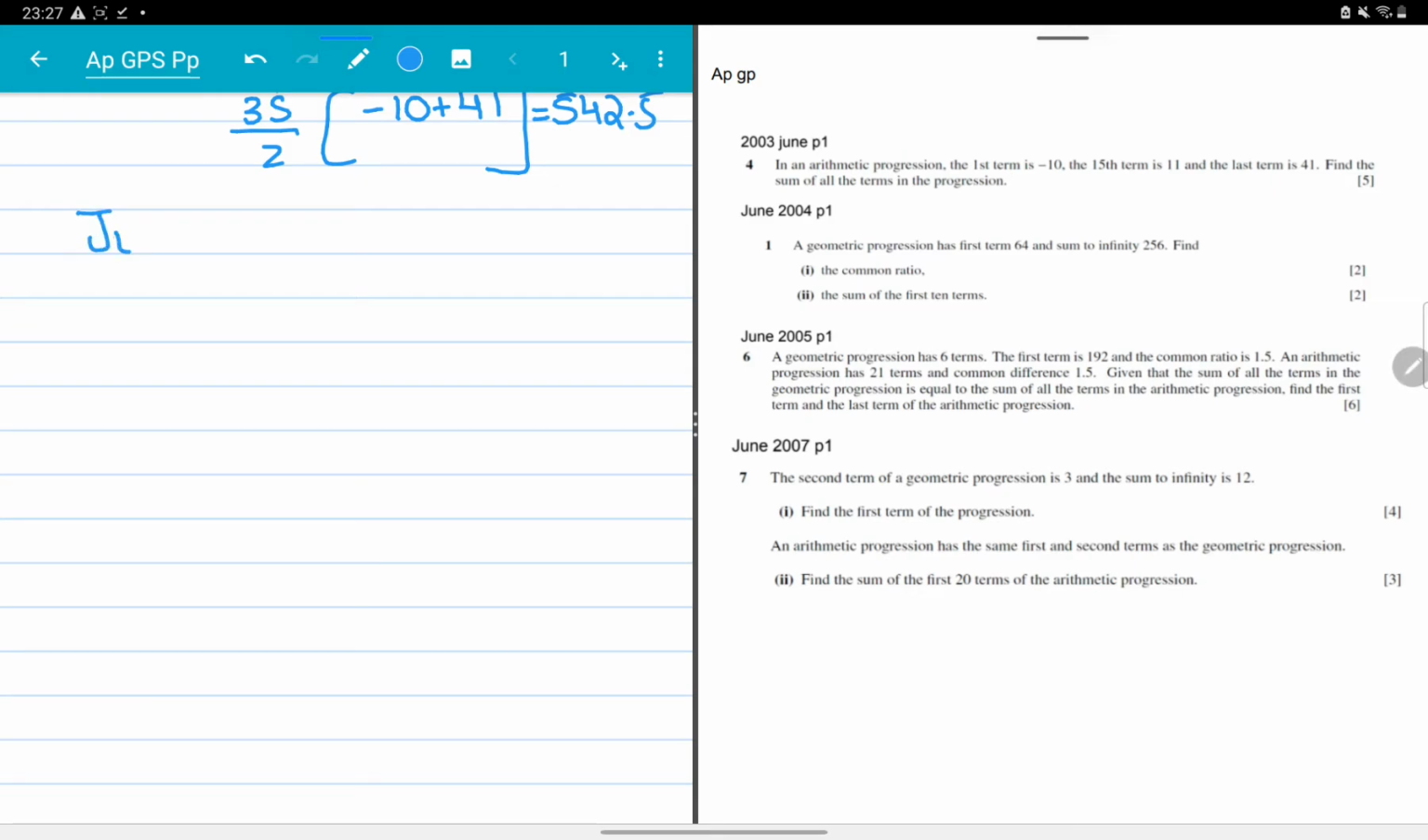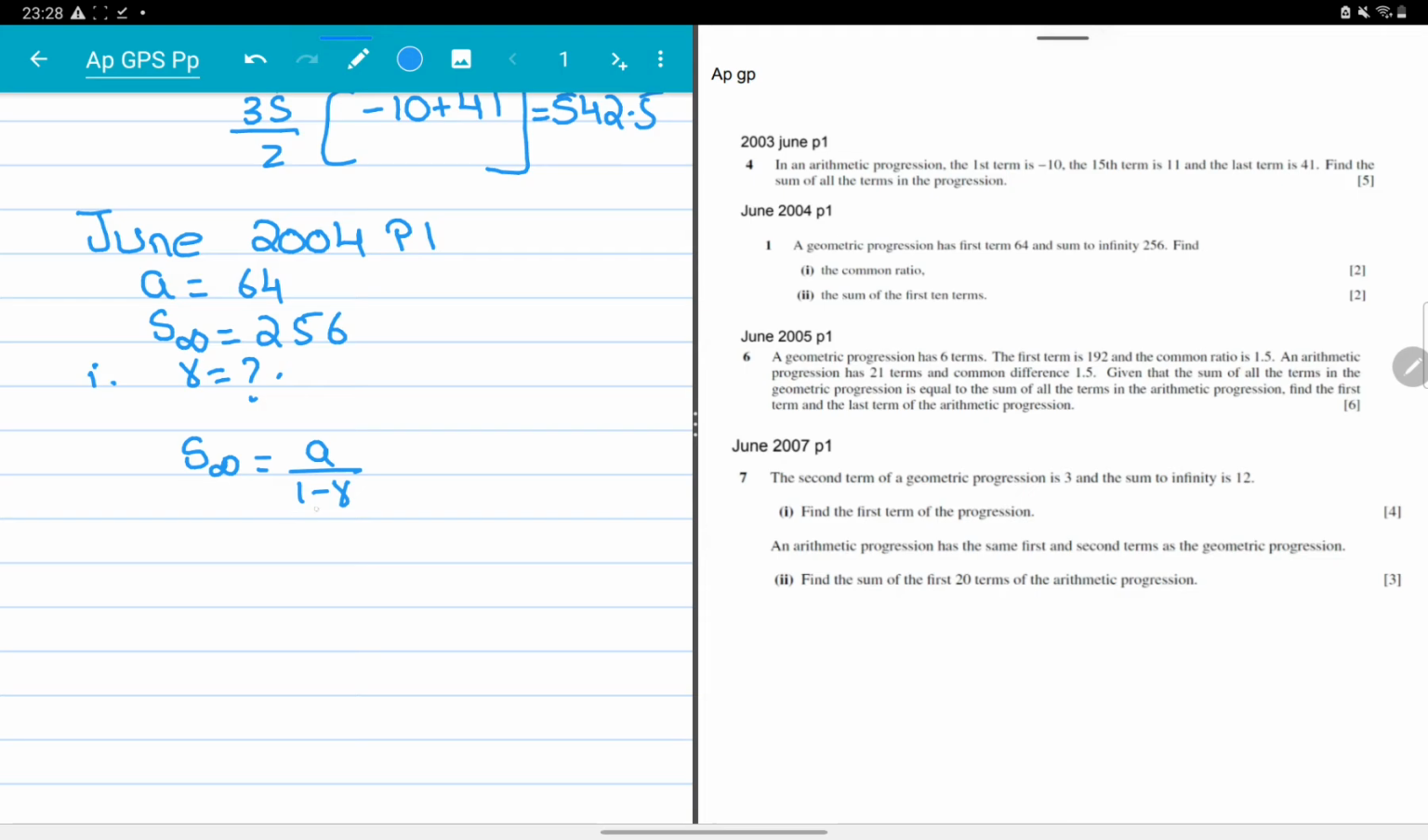So now our question is June 2004 P1. So the question is a geometric progression has the first term 64 and the sum to infinity is 256. Now let's make the data first. So the first term of the GP is 64. The sum to infinity is 256. Now they are asking you to find the common ratio. In the first part they are asking you to find the common ratio. So now let's use the sum to infinity formula. So the sum to infinity formula is a over 1 minus common ratio. So the sum to infinity is 256. We have the first term which is 64.